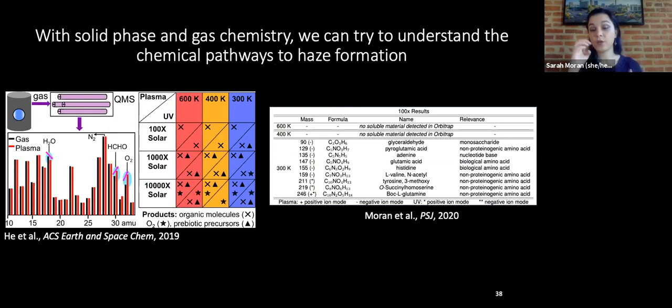And so combining my work, which is the solid phase chemistry, with other results we've gotten from the lab with the gas phase, we can try to start to build a pathway for how these molecules are forming. And so we see from the gas phase that we produce things like formaldehyde and HCN, which are known as precursors to things like sugars and amino acids. And so it's just kind of, again, telling us this is perhaps how this chemistry is forming.